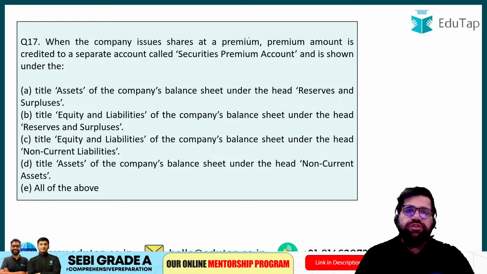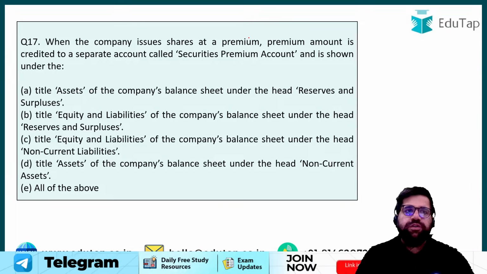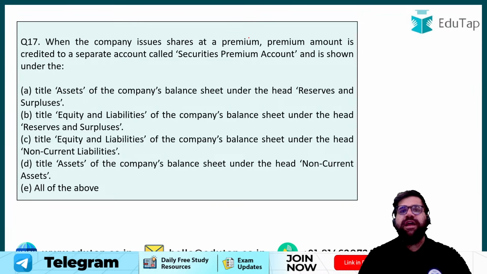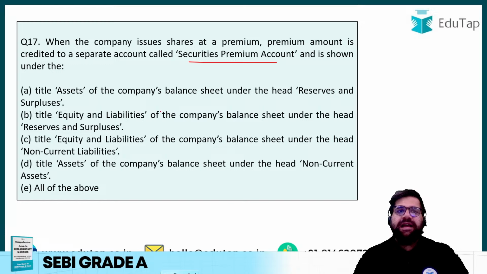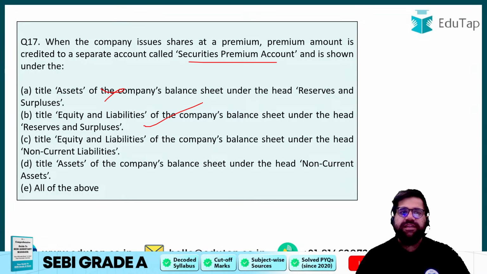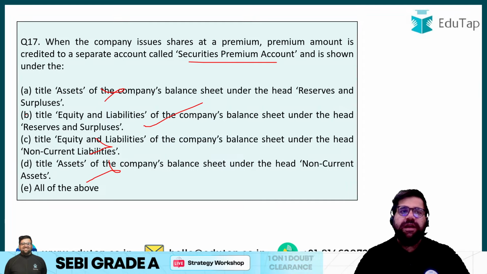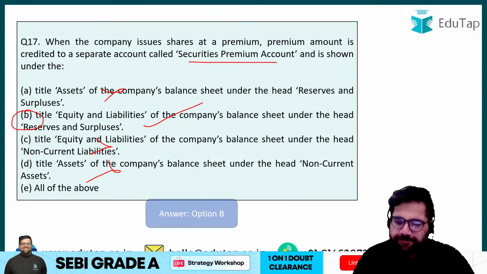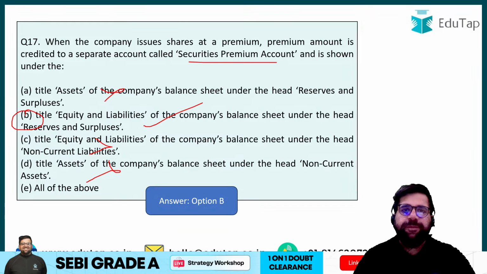When a company issues shares at premium, the premium amount is shown credited to a separate account which we call securities premium account. And this particular account is shown under what? This account is basically shown under your equity and liabilities, reserves and surplus, right? So asset, no. Equity and liabilities in the company balance sheet under reserves and surplus, yes. Non-current liability, no. Title of assets, no. So my answer will be option B itself. Okay, 17, the answer will be B.